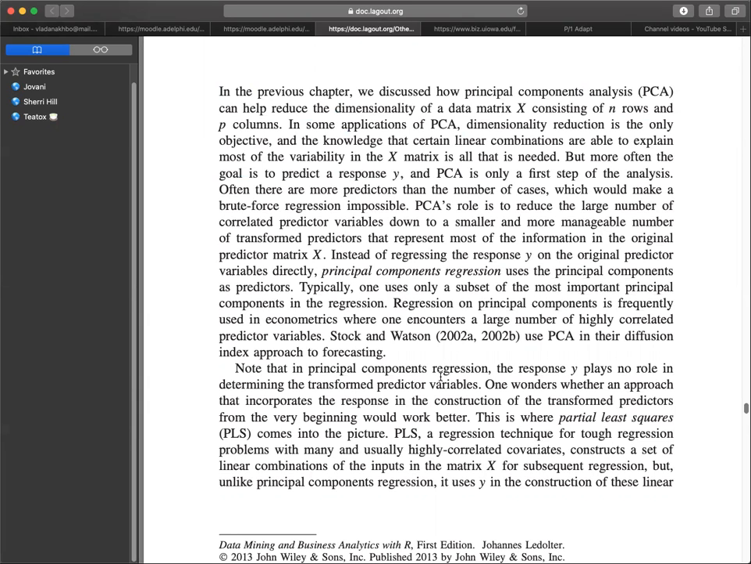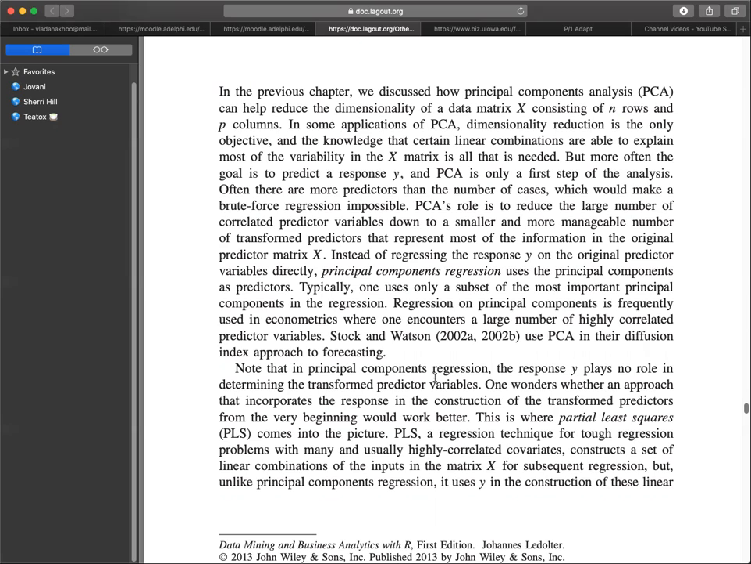Instead of regressing the response Y on the original predictor variables directly, principal components regression uses the principal components as predictors. Typically, one uses only a subset of the most important principal components in the regression. Note that in principal components regression, the response Y plays no role in determining the transformed predictor variables. One wonders whether an approach that incorporates the response in the construction of the transformed predictors from the very beginning would work better. This is where partial least squares, or PLS, comes into the picture.